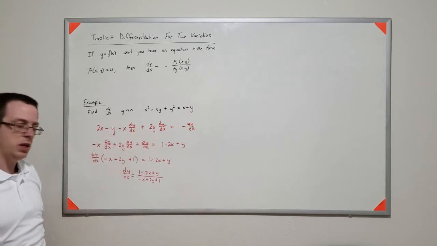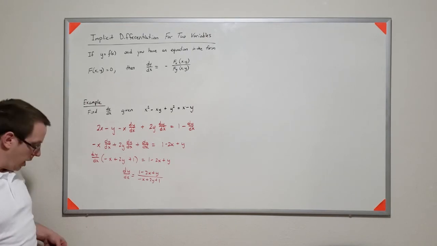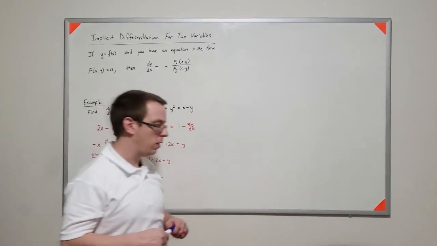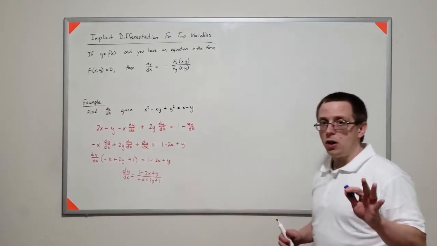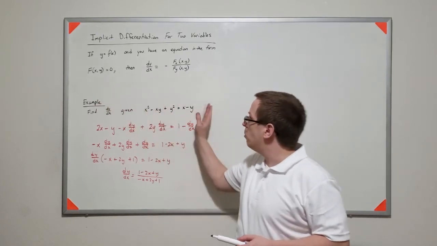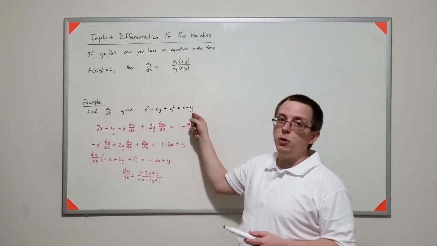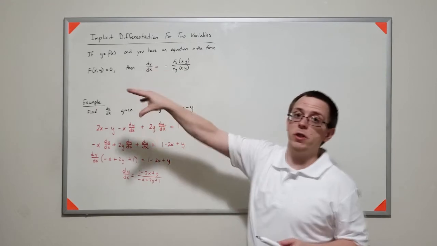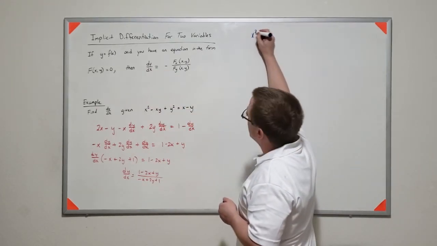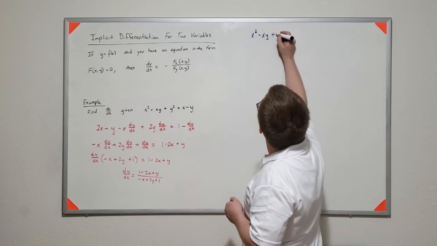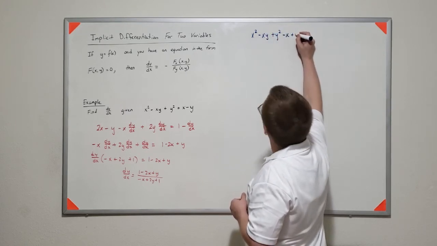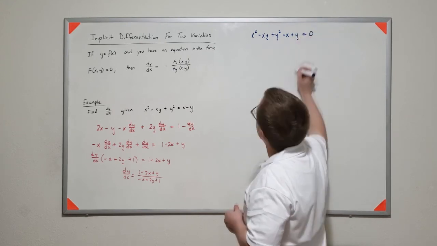We have to keep up with these dy/dx's. So let's see if we can't do it with this new method and see how quickly it comes out. But there is one gotcha here. Notice that we have to get everything equal to 0. So before we can even go forward, we do have to do one algebraic step and move everything to one side of the equation. So I have to say x squared minus xy plus y squared minus x plus y equals 0.